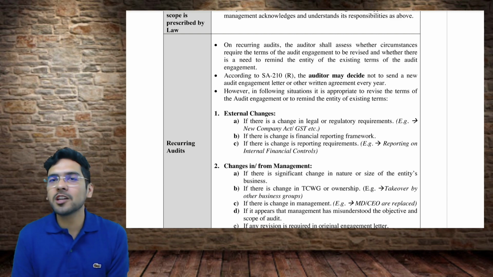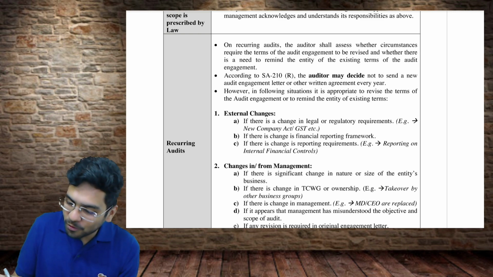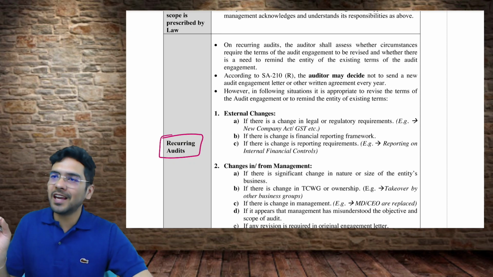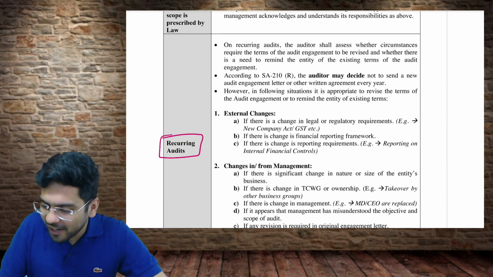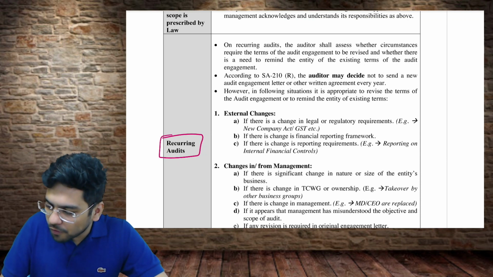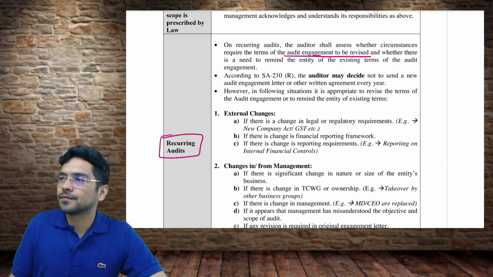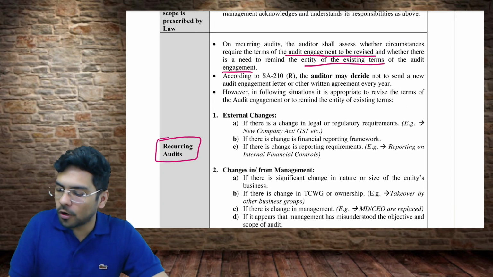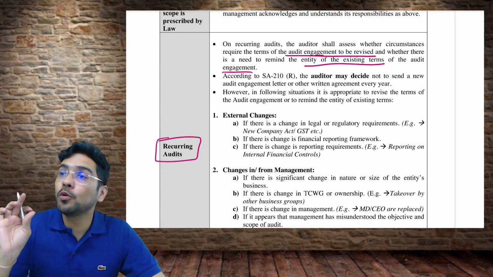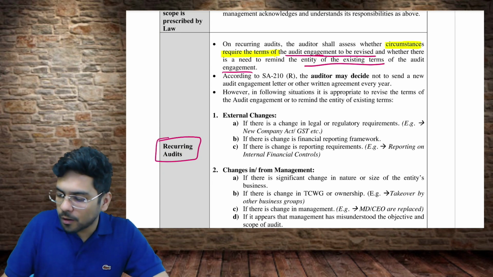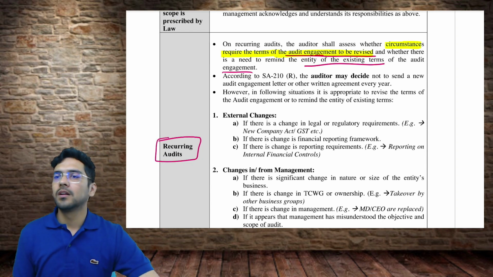What if the management has the tendency to forget things? It's better if you remind them. So the point is, in case of recurring audits, do we need to send a fresh AEL every time? On recurring audits, the auditor shall assess whether circumstances require the terms of audit engagement to be revised, and whether there is a need to remind the entity of the existing terms of the audit engagement.